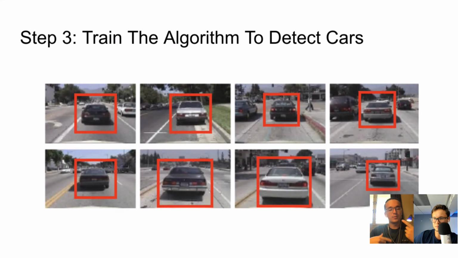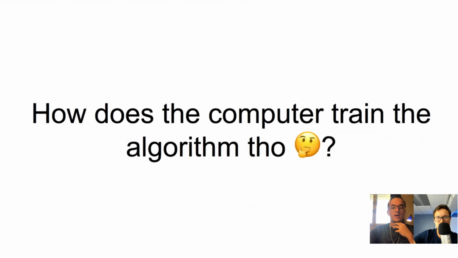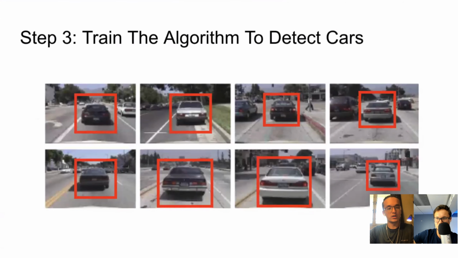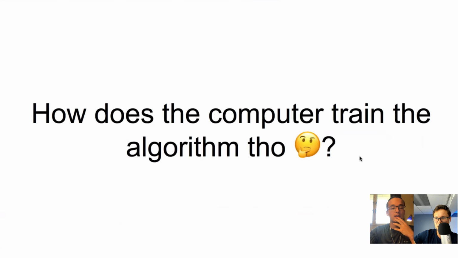I'm going to go into a little bit more detail here for some context, and then we'll get into the code shortly. So how does the computer train the algorithm? How does it go from this to knowing what a car is in each of these images? How come it didn't put the red square over here where it would be incorrect? It's actually correct in all of these. How does it do that?